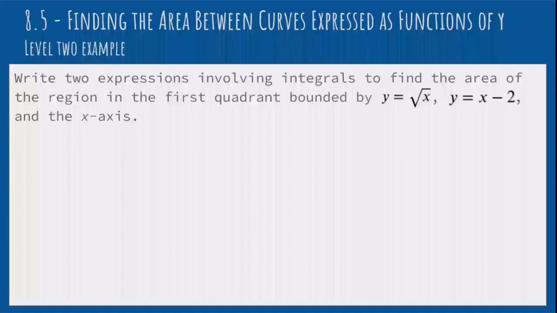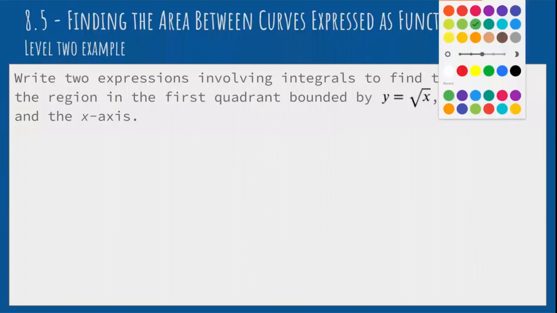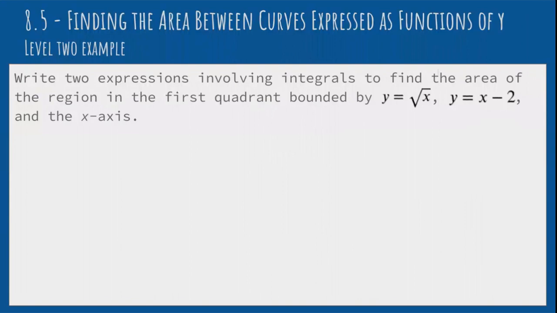Let's take a look at an example where we want to find the area of a region bounded by functions. In this example, we want to write two different expressions involving integrals to find this area. This is an example of one where there's actually lots of different ways that we could do this. So when it says two expressions here, we're looking for one with respect to x and one with respect to y. So first thing I want to do is get an idea of what this region looks like.